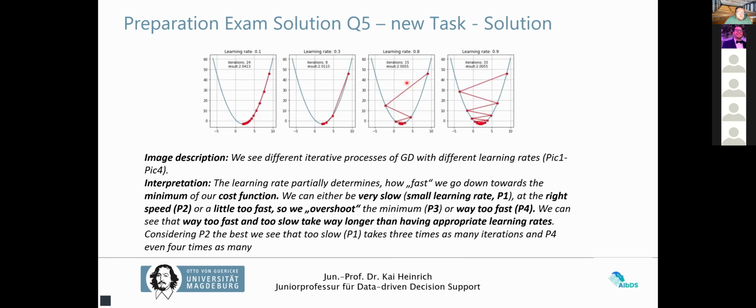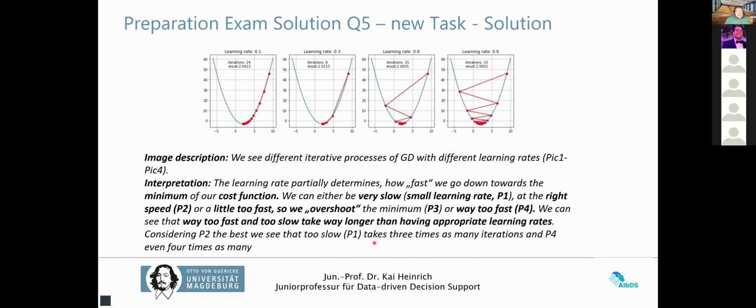What you can also see is that you have the learning rate and you also have the number of iterations, so you can argue with the number of iterations. You should see that, and I want you to use this. Here we have 24 iterations, so this is very slow. We need 24 iterations to arrive at this result. Then here we have 8 iterations, which is pretty cool. We only need 8 iterations and arrive at a similar level. Here we have 15, so we take longer because it overshoots, and here it's way too fast, it overshoots, and we take longer. The number of iterations tells you how long it takes. Don't overlook this. You can even tell me that we can see this in the number of iterations.